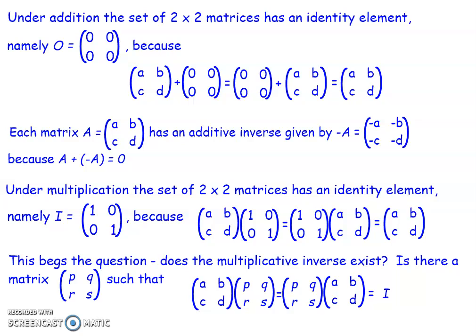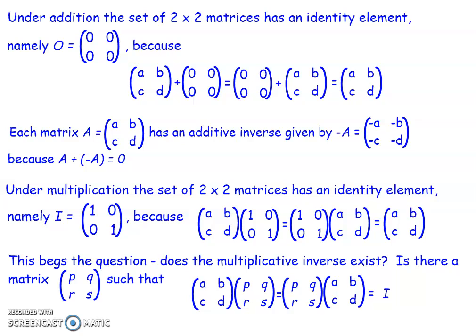So is there a matrix given by PQRS such that if I multiplied my generic matrix A, so given by the ABCD, by this matrix PQRS, I'd get the equivalent of multiplying the matrix PQRS by my generic matrix A, and the solution it would give me is the identity matrix. So does this multiplicative inverse exist? That's the question that we want to know.